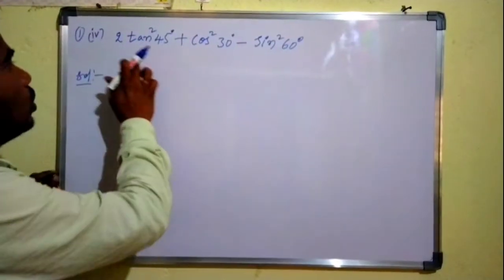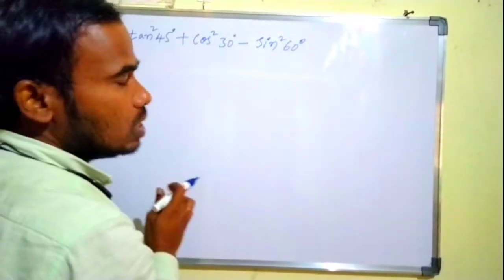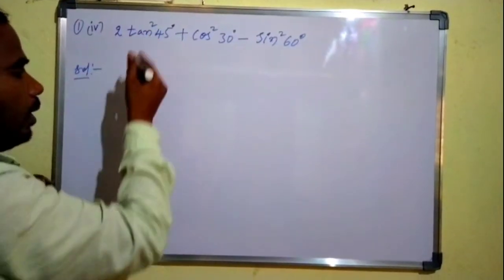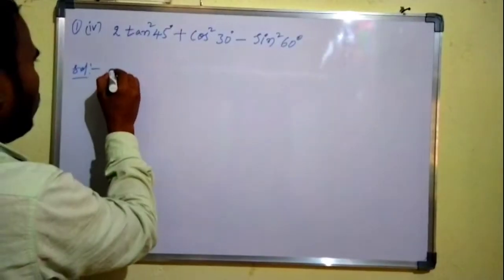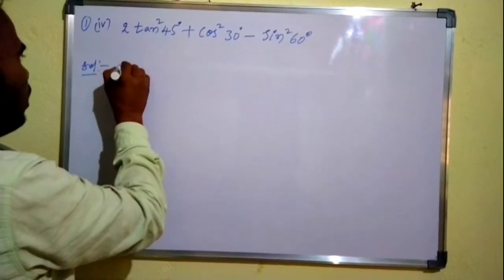Now the fourth question: 2 tan square 45 plus cos square 30 degrees minus sin square 60 degrees. The values you can take from the trigonometry table. 2 tan square, so 2 as it is.